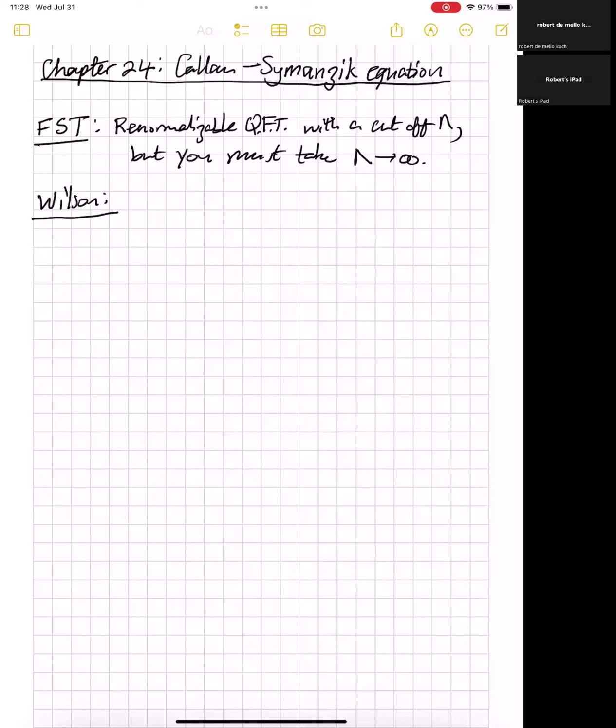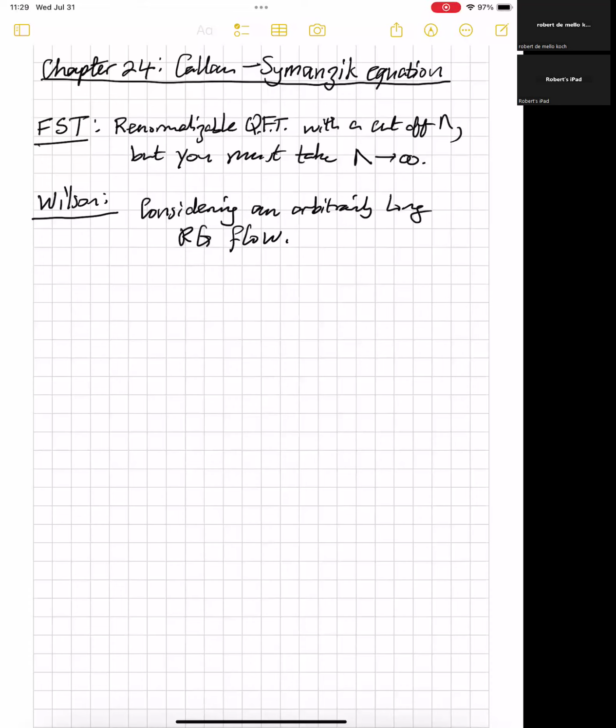He would say, well, since you took the cutoff lambda to infinity, you've actually been flowing for an extremely long time. This has been a very long RG flow. So Wilson would say that we are considering an arbitrarily long RG flow. Okay, so we've been flowing for an extremely long time.